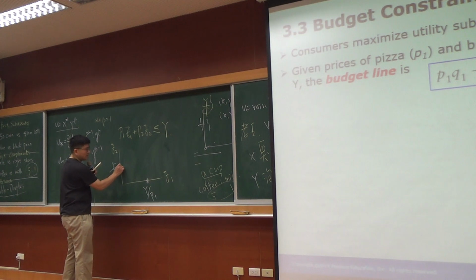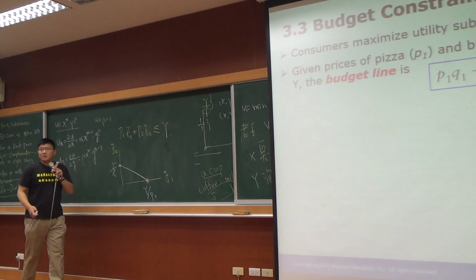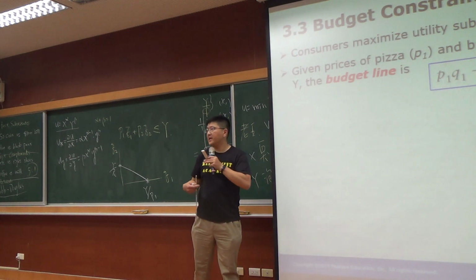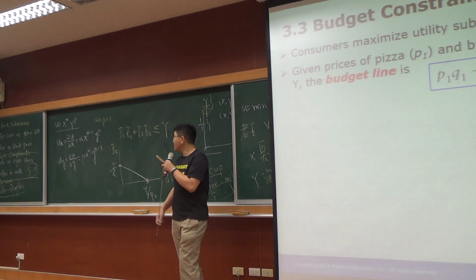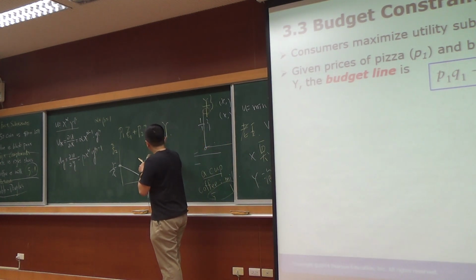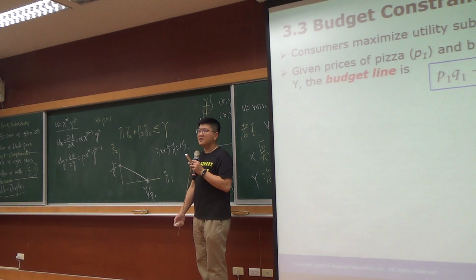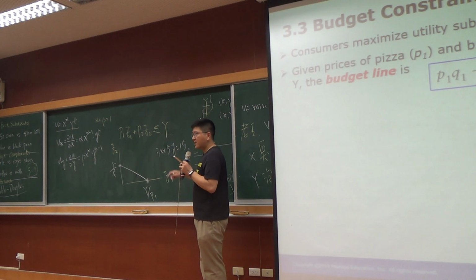So you know, this equation should be a straight line, right? For example, 3x plus 5y equals 15 is a straight line, right? With negative slope.